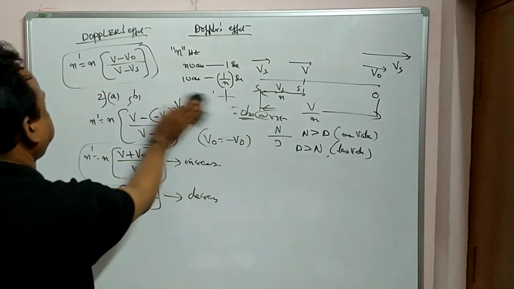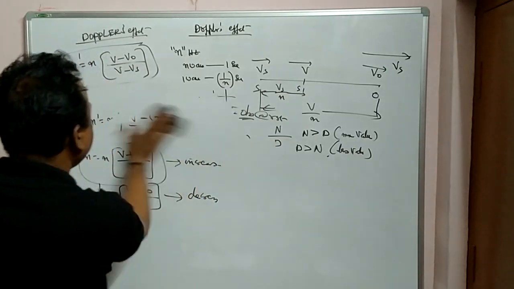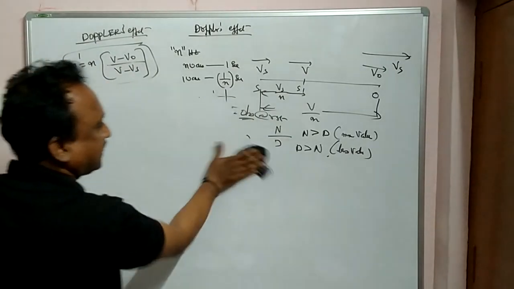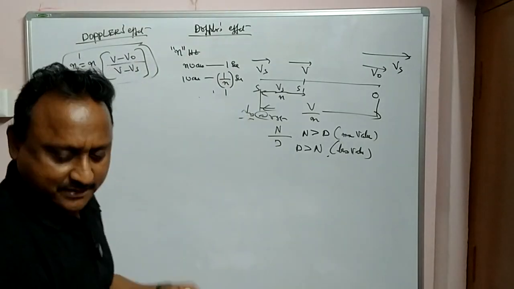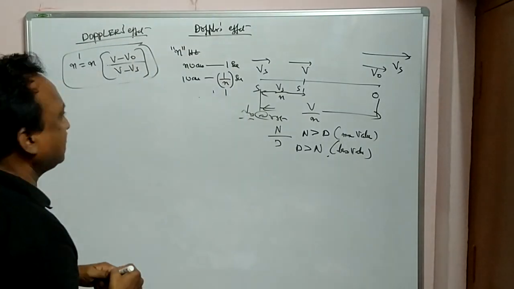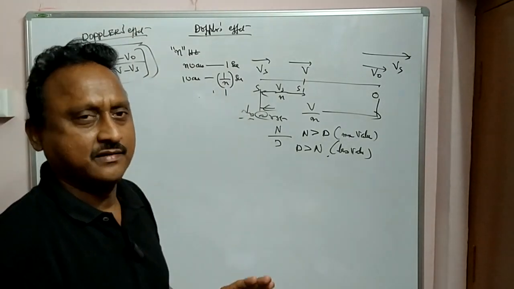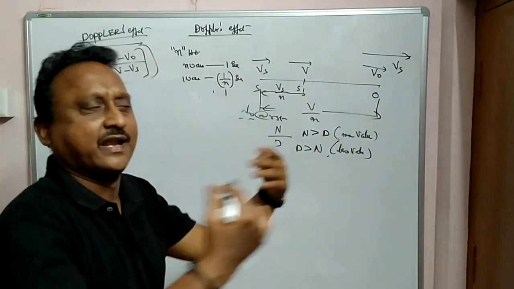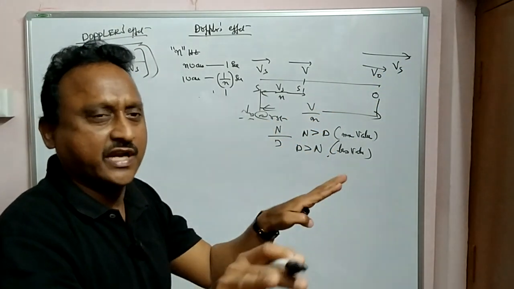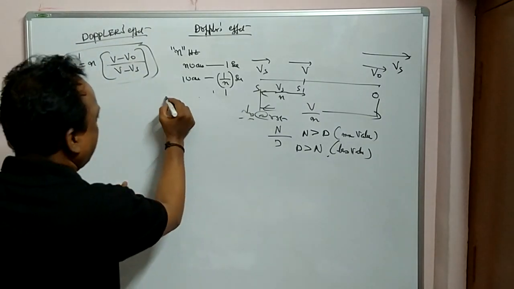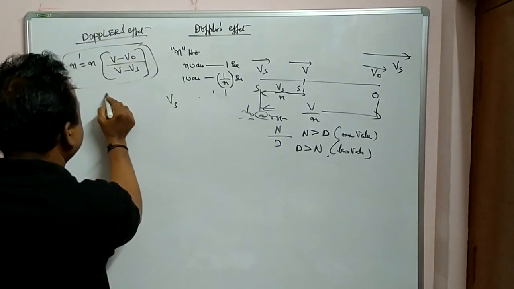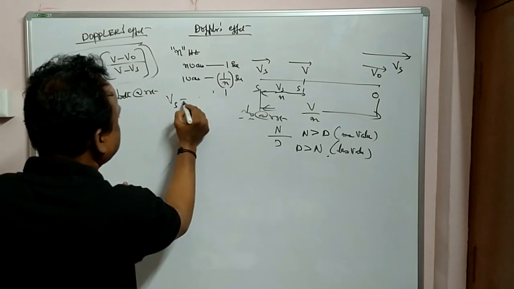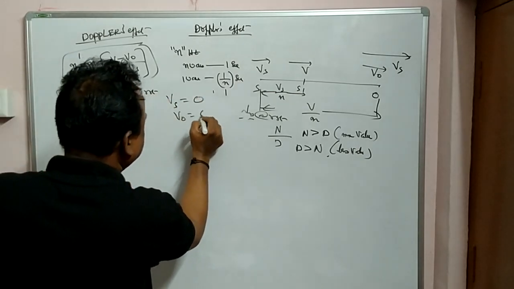Third case, please note down. See, in the third case, suppose both are at rest. The train has stopped somewhere and is making sound, and you stayed right here; you did not go towards the train. So there is no relative motion, both are at rest. Both at rest means what happens? Third case, both at rest: Vs is equal to 0, V0 is equal to 0.